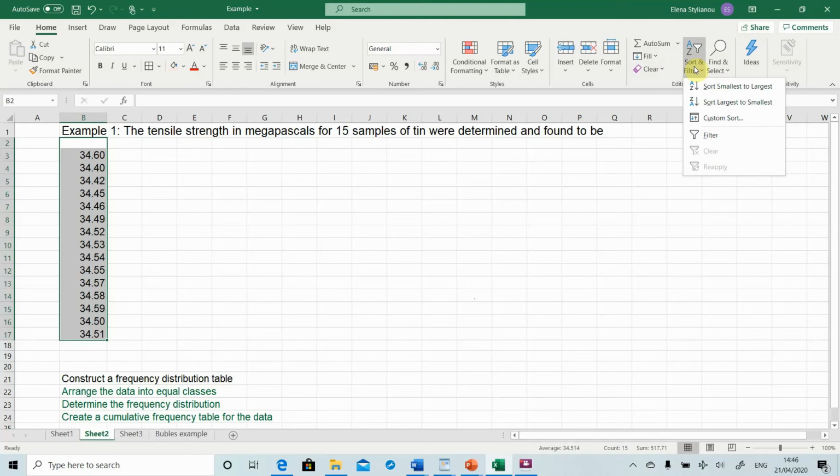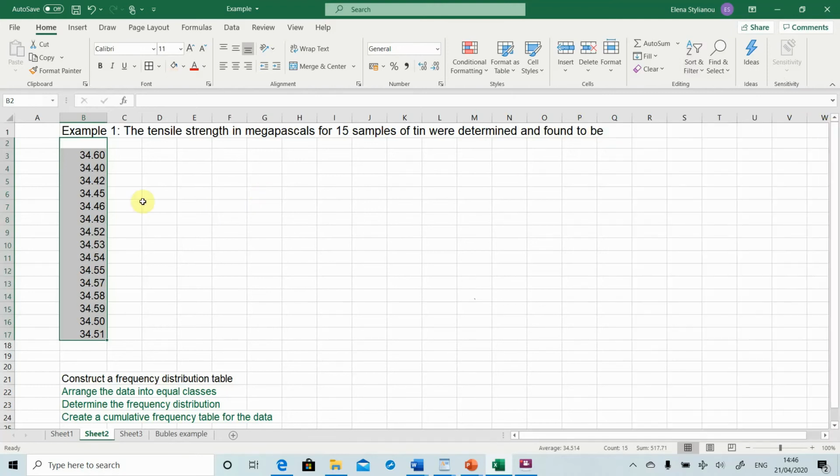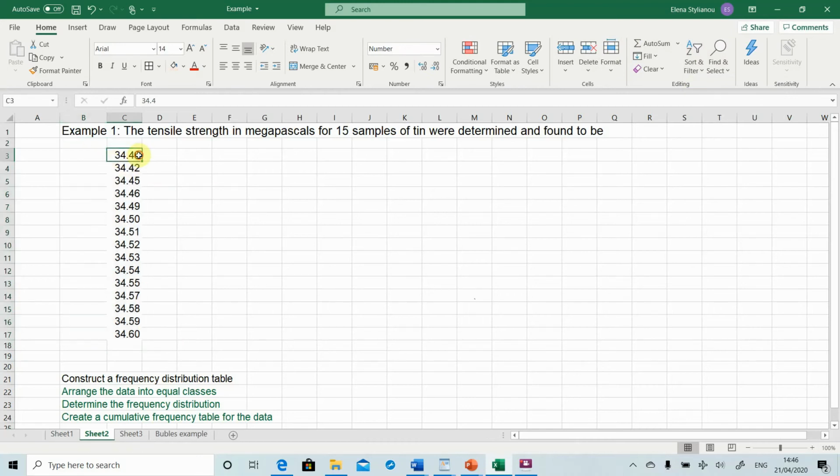So you have to select the data and choose the sort and filter button and sort from smallest to largest. Something happened, let's try it again. Sort, and now we have all the data sorted from smallest to largest. So next, construct the frequency distribution table.